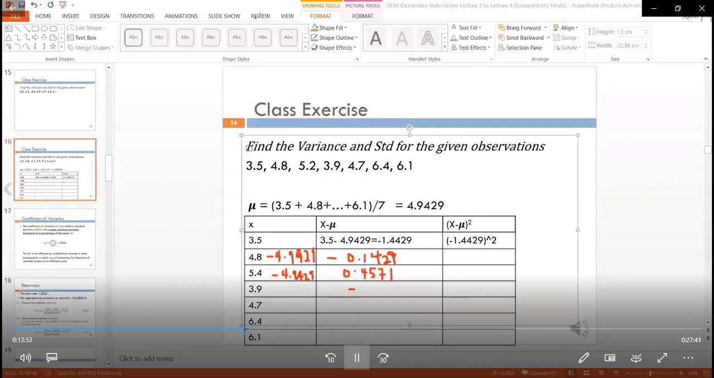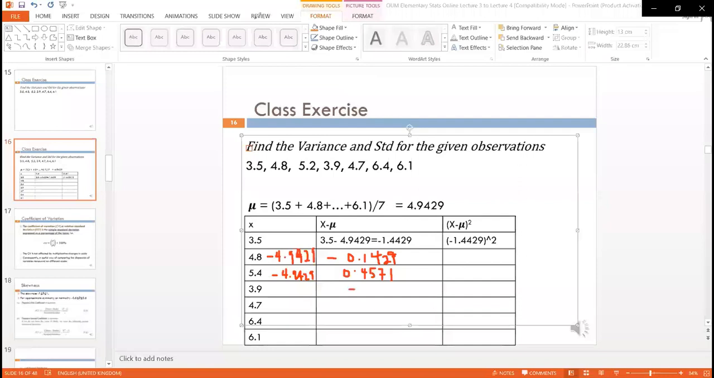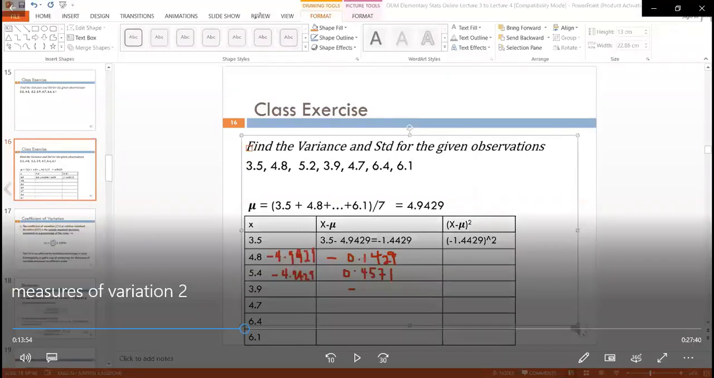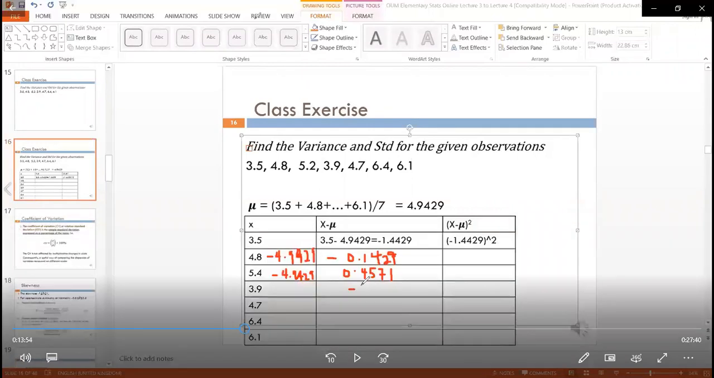Let's do this calculation and speed up a bit. What do you get for the next calculation? Negative 1.0429. Yes, next value. Negative 0.2429.